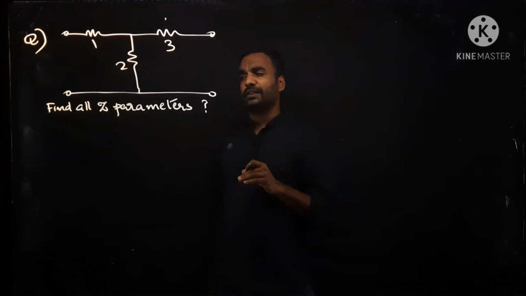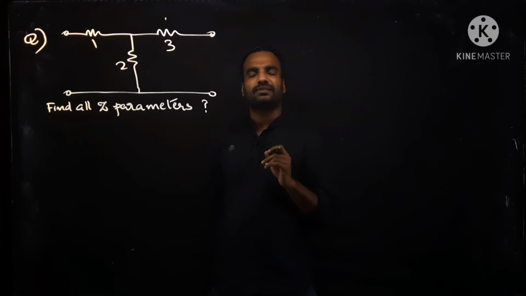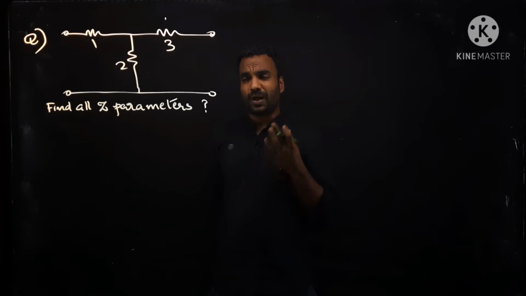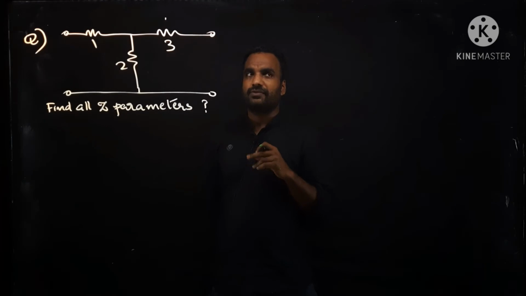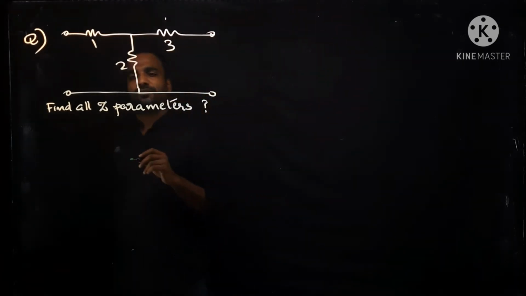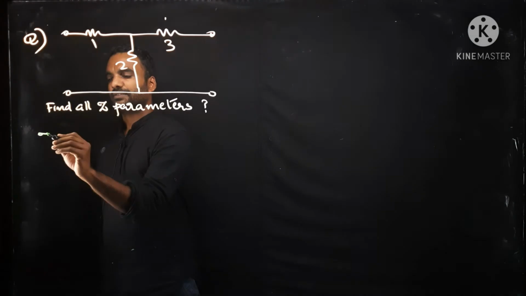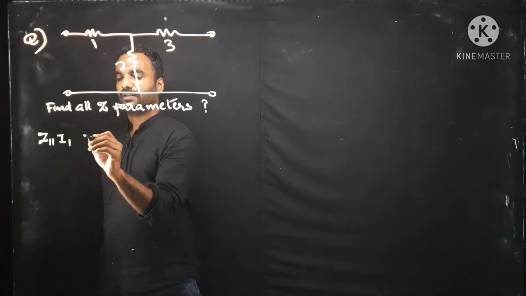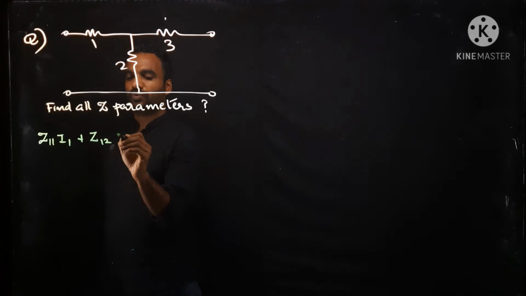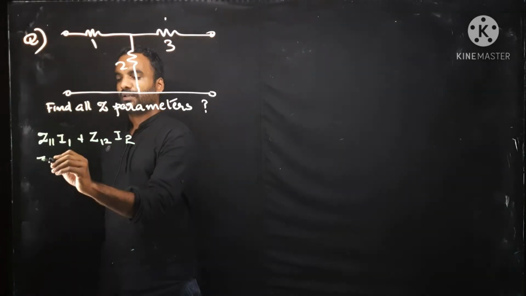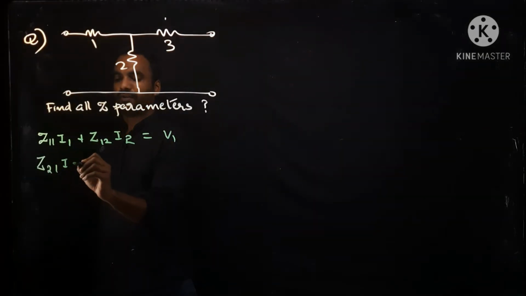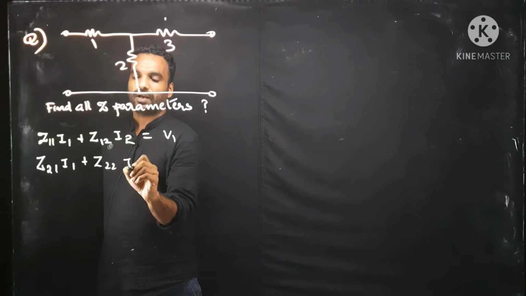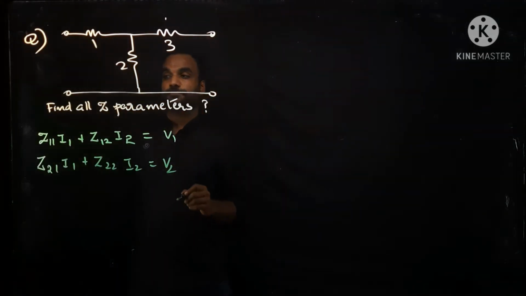Initially, I will tell you one thing. Don't expect such questions, because such easy questions will not appear in exams. But this is anyhow for you to understand what is the exact deal with these parameters. That's why we are discussing it. For that, this is the standard equation: Z11 I1 plus Z12 I2 equal to V1 and Z21 I1 plus Z22 I2 is equal to V2.